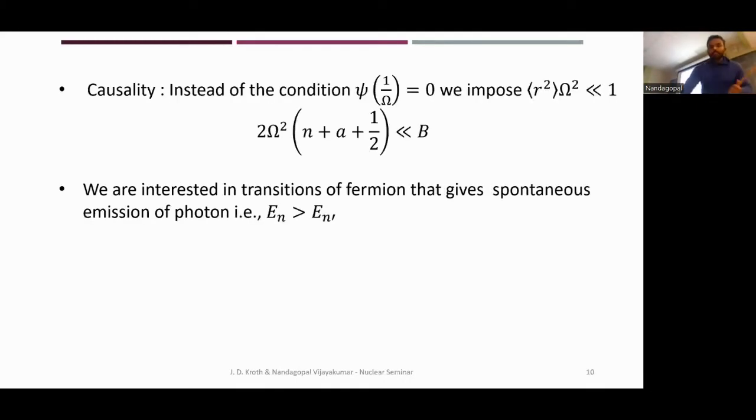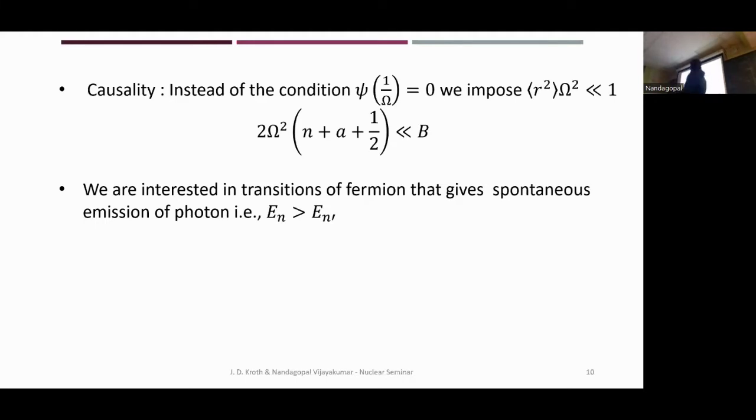And we talked about the causality constraint. So rather than impose the boundary condition that psi vanish at 1 over omega, we'll impose the condition that the expectation value of the square of the radial distance of the wave function is much less than the square of the size of the causal boundary. And that gives us the following inequality.